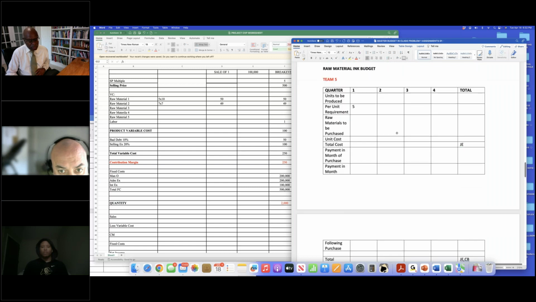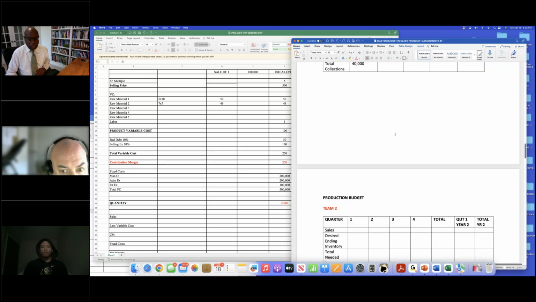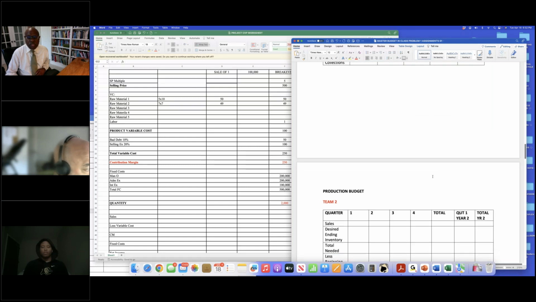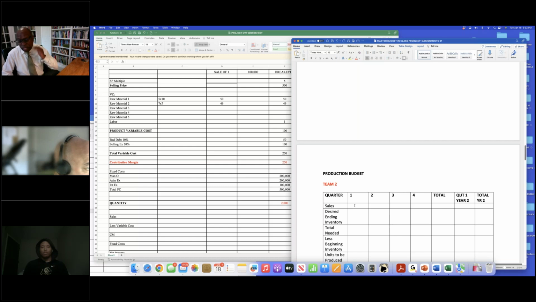Now, let's go to the production budget. The first number on the production budget is sales. So we look up here, the sales in the first quarter is 200. You got to produce how many you're selling. If you're going to sell them, you got to make them. But we want some of quarter two's amount already made.